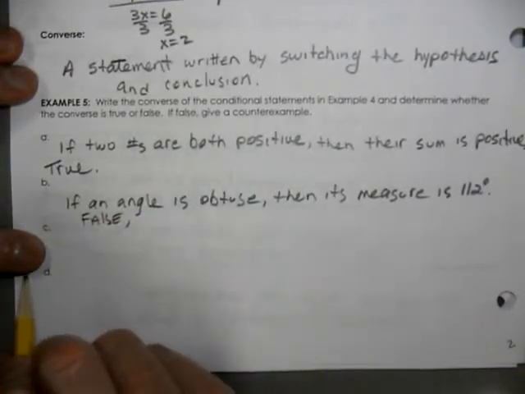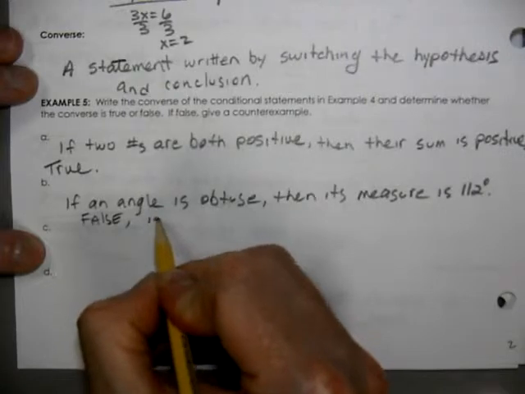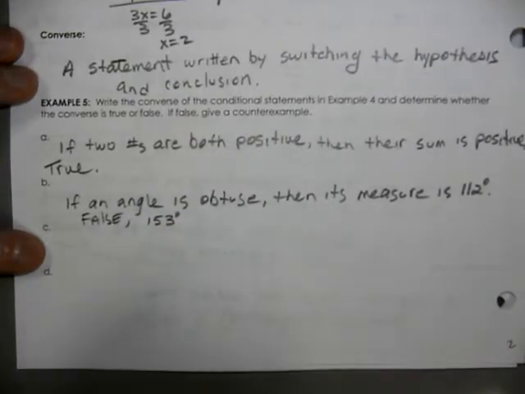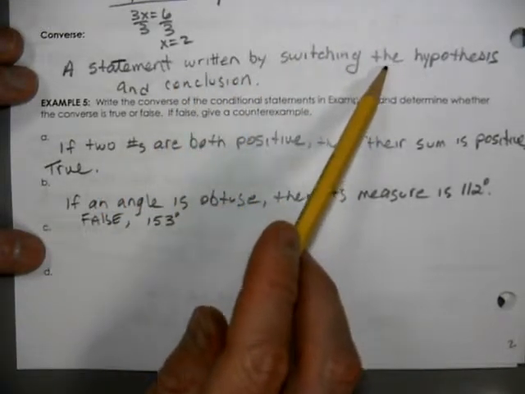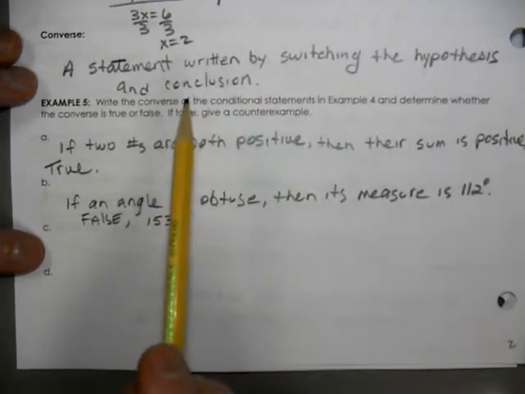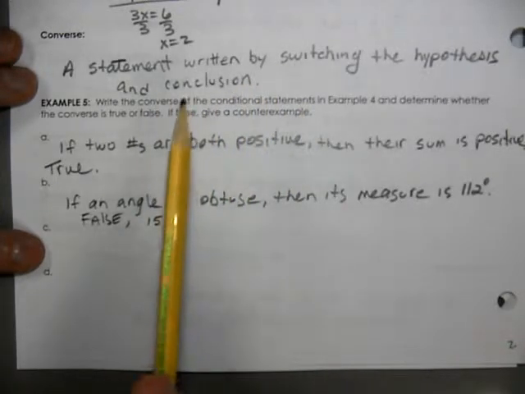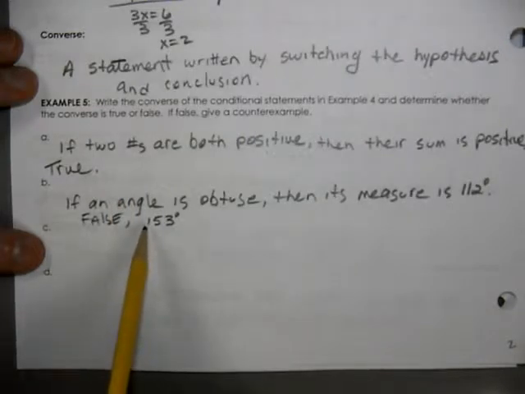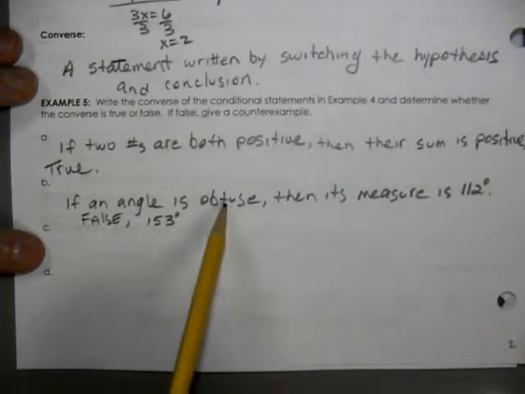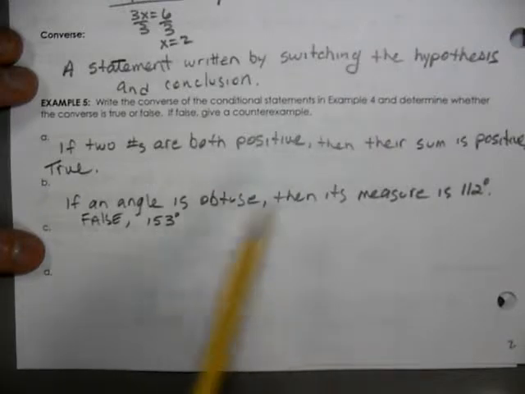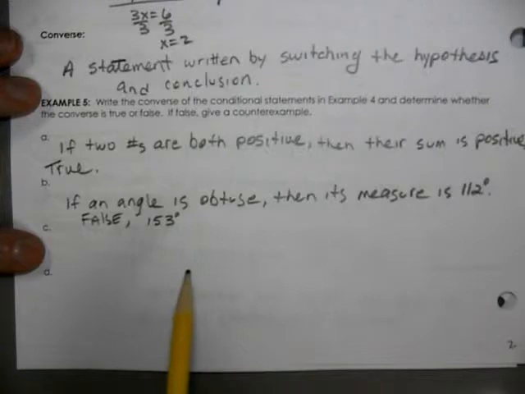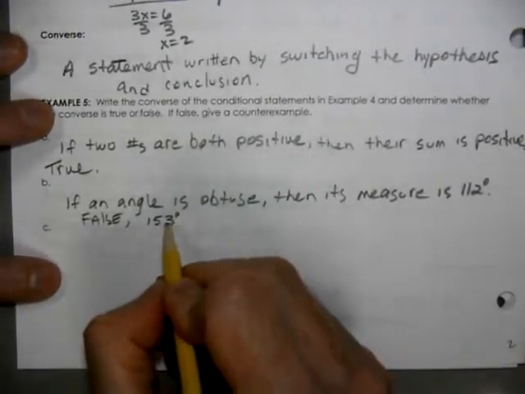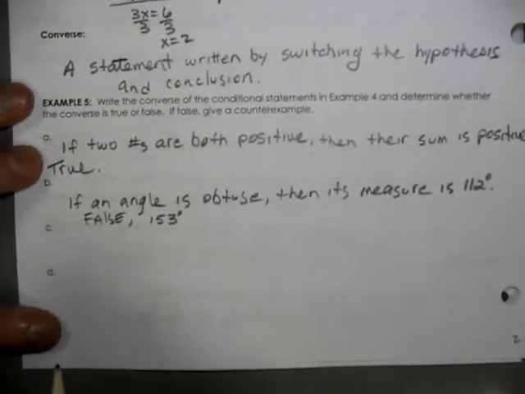And our counterexample is going to be 153, or any number between 90 and 180. For our counterexample, we said a specific case that shows a conflict with our hypothesis. So 153 would meet that requirement. So this is our counterexample, 153.